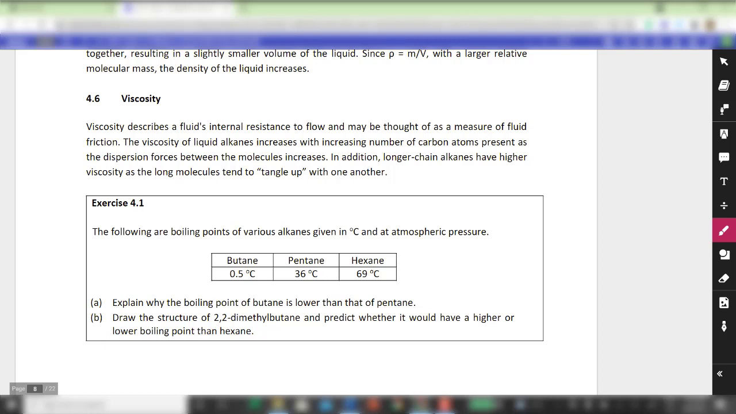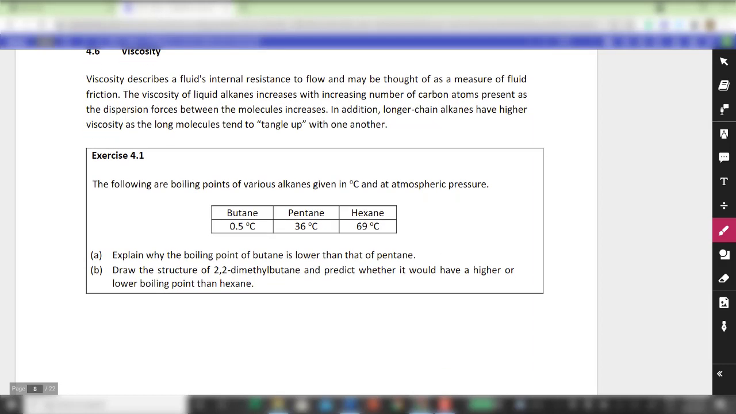Then for the case of liquid alkanes, sometimes the longer chain ones are more viscous, not only because they can form strong dispersion forces between one another, but also because the straight chains tend to get entangled with one another when they flow through. So that creates extra resistance.